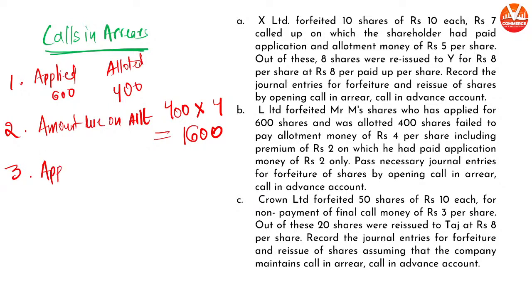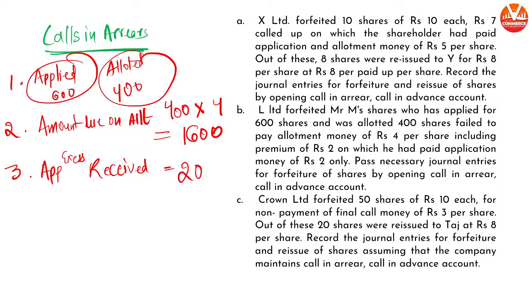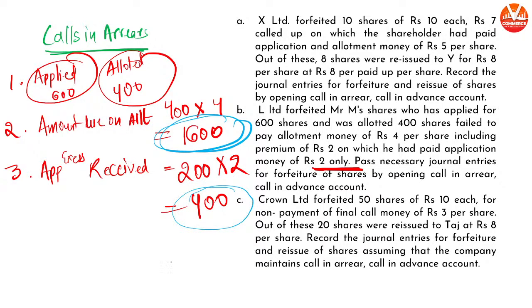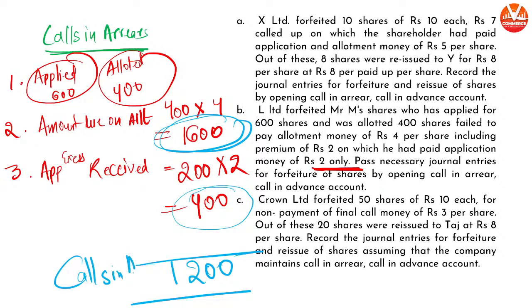Now we will find out excess application money received. As I always told you, find out the difference between applied and allotted. The difference is 200 shares and this has to be multiplied with application money 2 rupees. So excess application money received is 400. Now from allotment due, you will subtract excess application money and the difference will be calls in arrears. So calls in arrears are 1200.